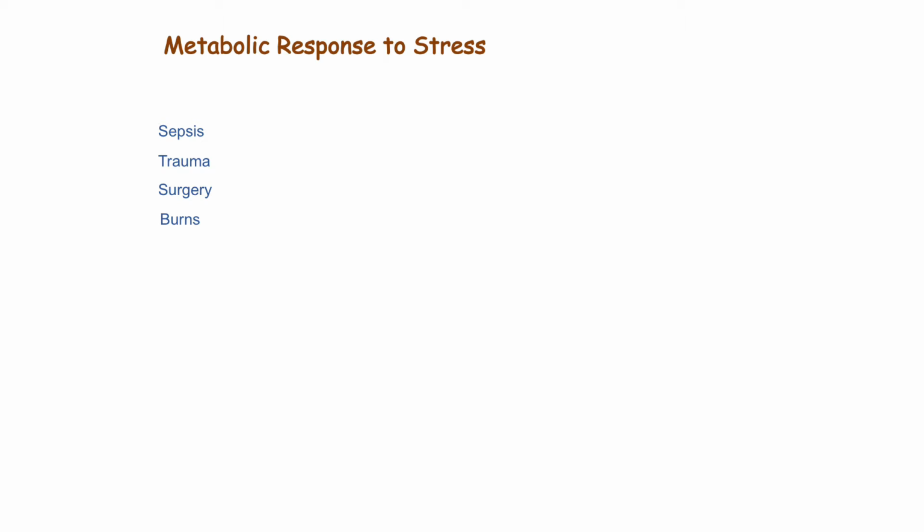Different stressors like trauma, surgery, burns, and sepsis can affect homeostasis to variable extent. These stressors result in changes in metabolic process, and these changes are called metabolic response to stress. So stress results in alteration in metabolic process, and these alterations help in survival and repair mechanisms.